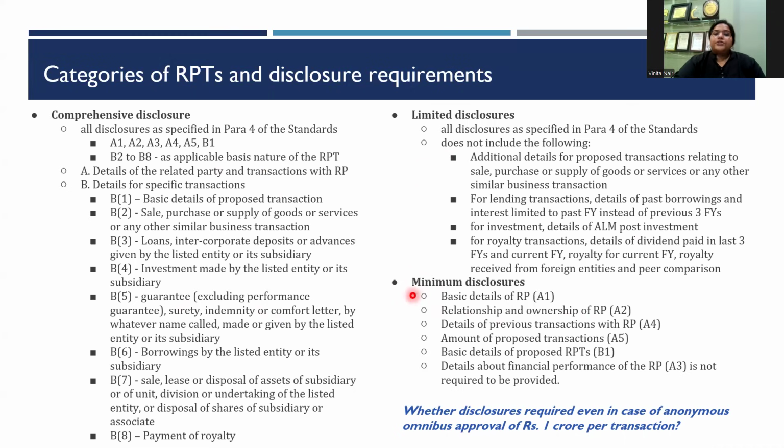When we talk about minimum disclosure, we are only giving basic details about the RP and the transactions that the listed entity must have had with the RP. So it's only the basic details which we give in the minimum disclosure.